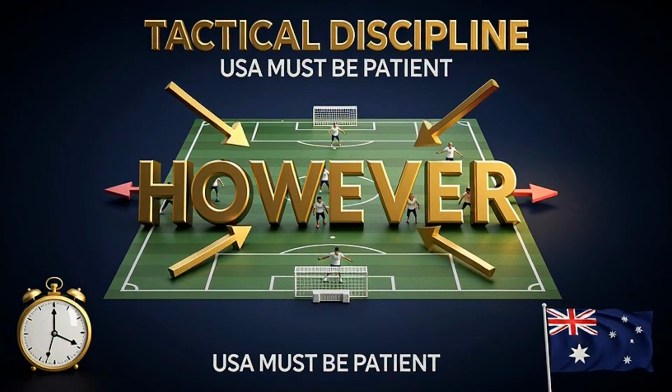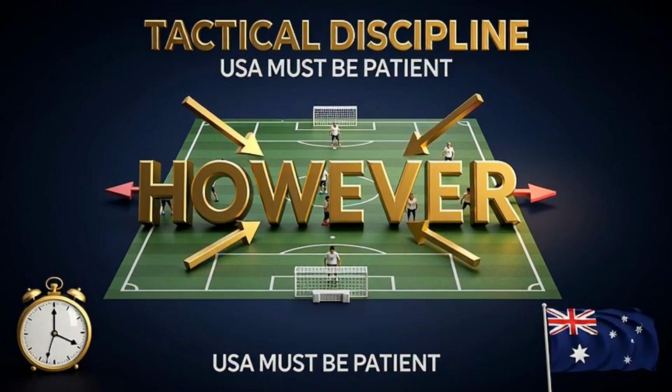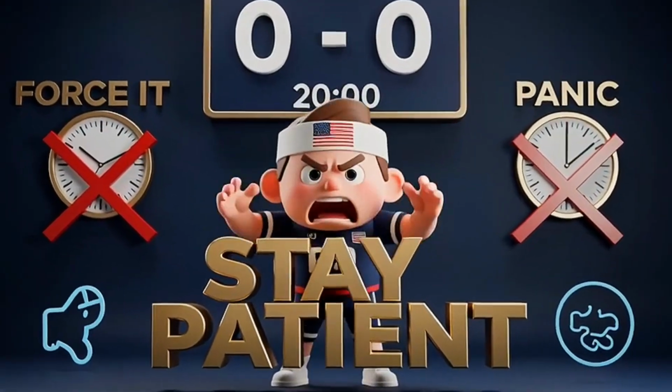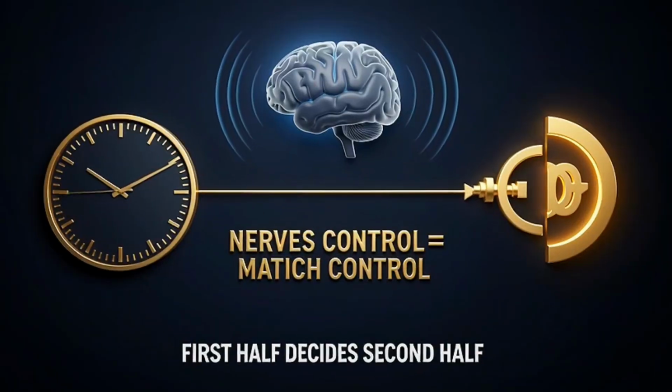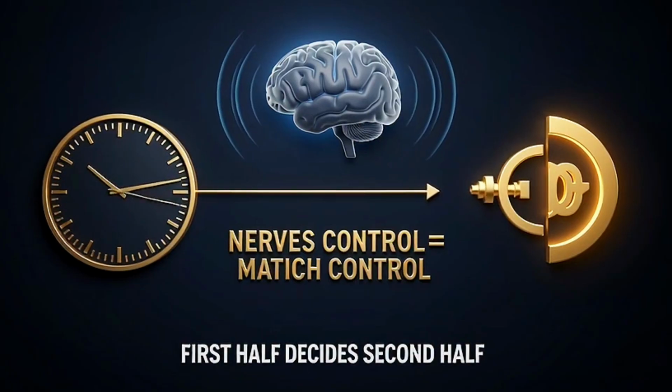However, and this is important, Australia's tactical discipline in their low block means that USA will need to be patient. They cannot force it. They cannot panic when the first 20 minutes are tight and scoreless. The team that controls their nerves in the first half will almost certainly control the match in the second half.